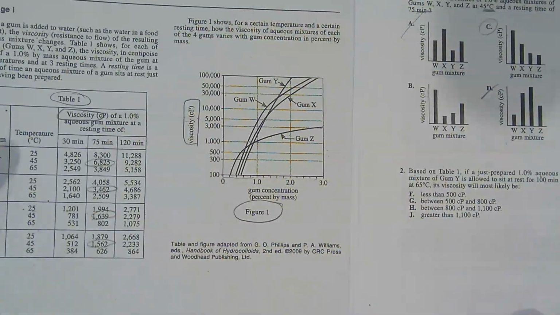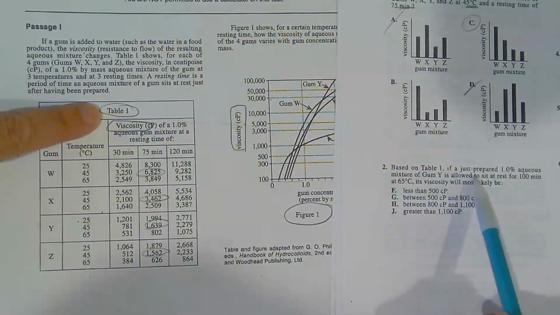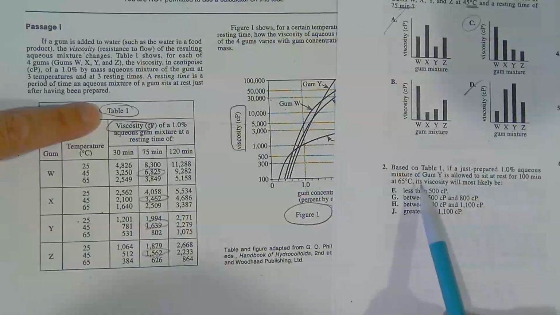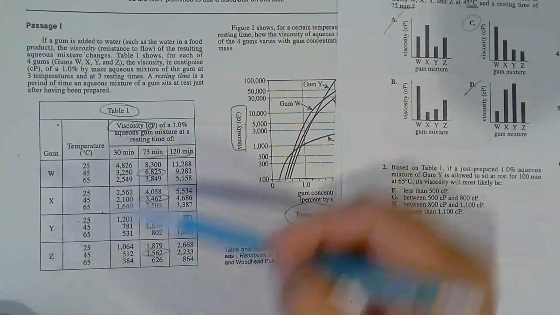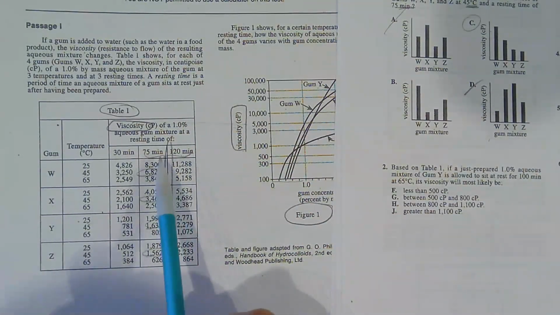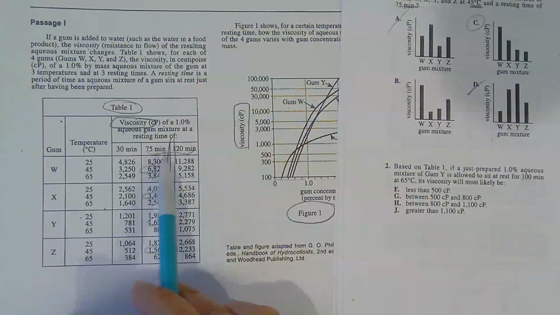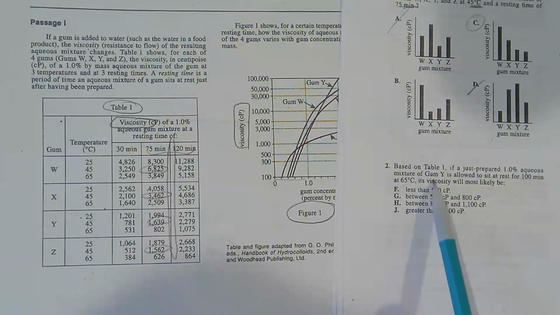So the next one, based on table 1. Again, I'm going to find my information out of this table. I don't even need to look at the second table. If a 1% aqueous mixture of gum Y is allowed to sit at rest for 100 minutes at 65 degrees Celsius, well, if you notice, there is no 100 minutes here. So I'm going to have to do what's called interpolation. I'm going to find an answer within an answer that's already there. I won't ever find 100 minutes in the table, so I'll have to go between these two. So 100 minutes at 65 degrees for gum Y has to be in between 1600 and 2200.